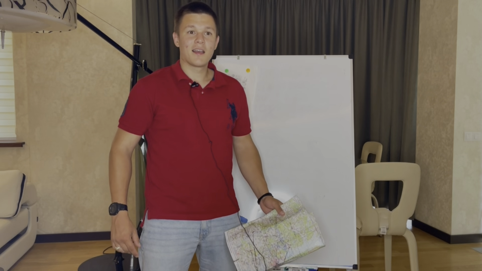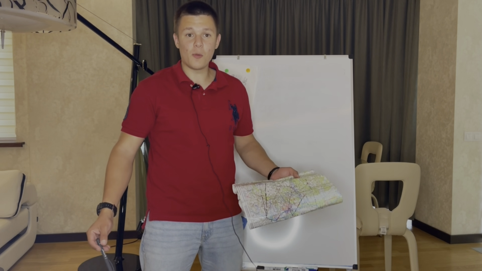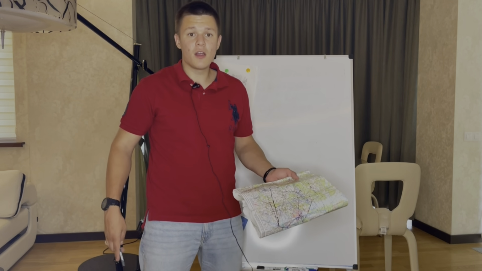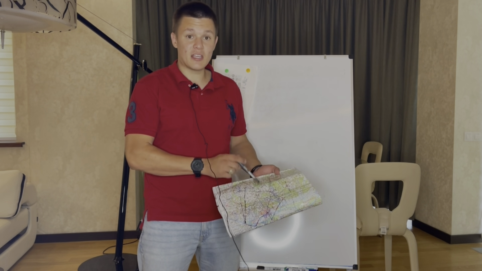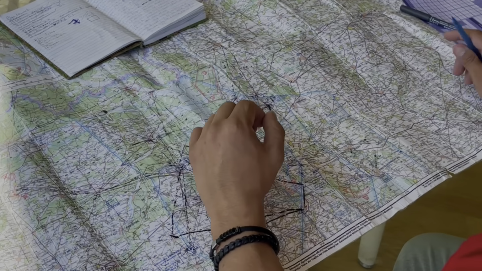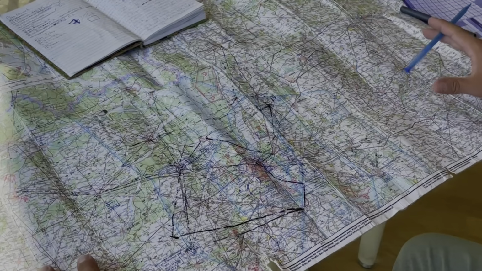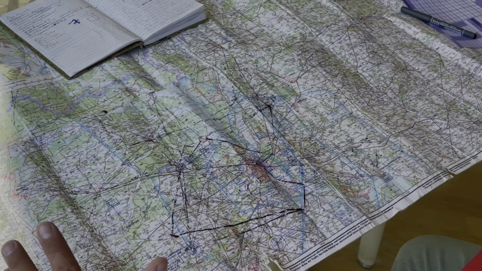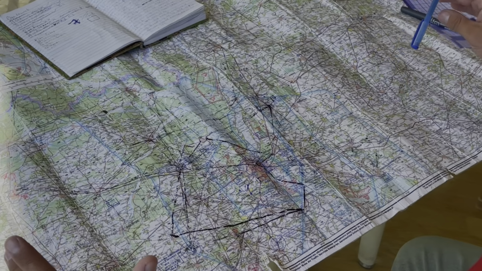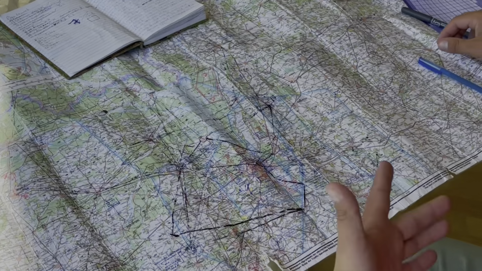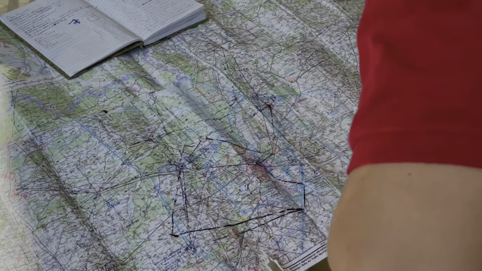Hello dear followers, today's topic is filling out the NAVLOG and designing a navigation map. To get started, we need to take a navigation map and draw a planned road on it. Let's take a simple road consisting of 3 waypoints.